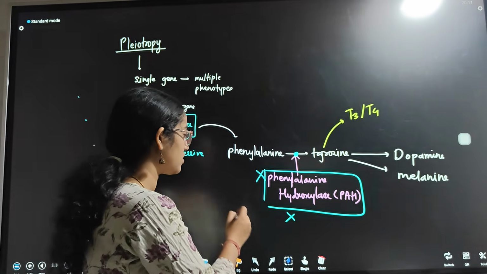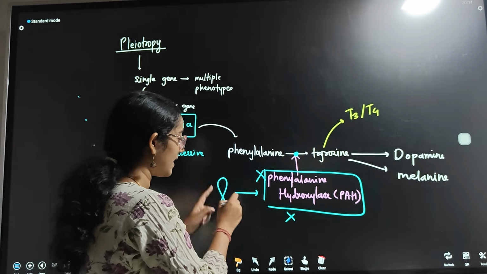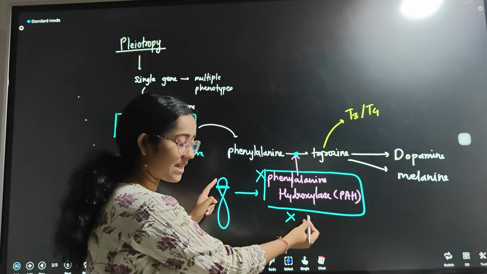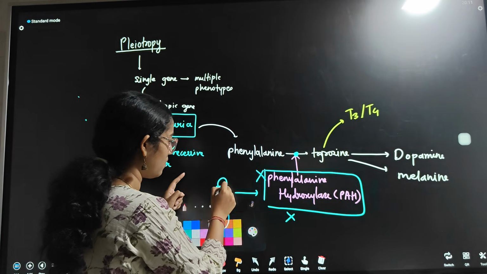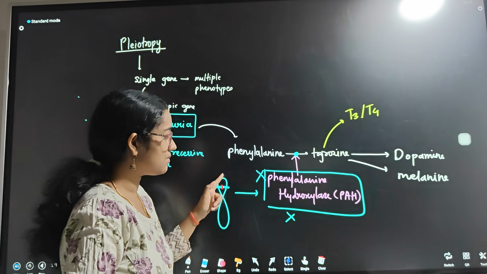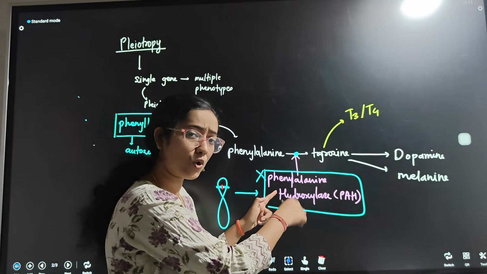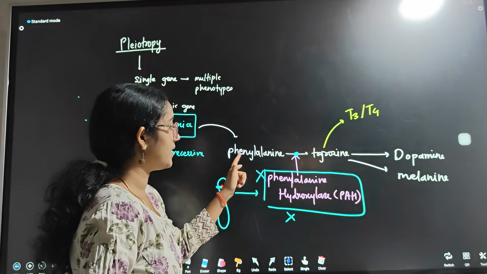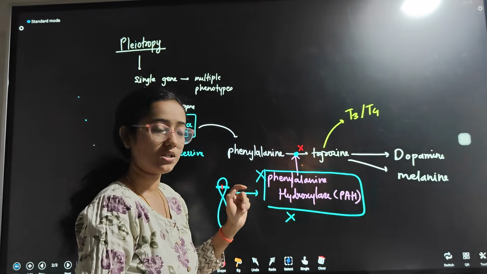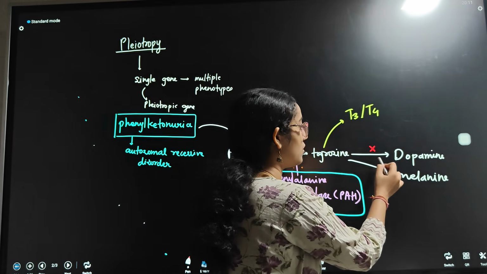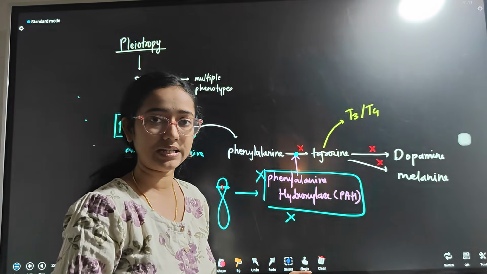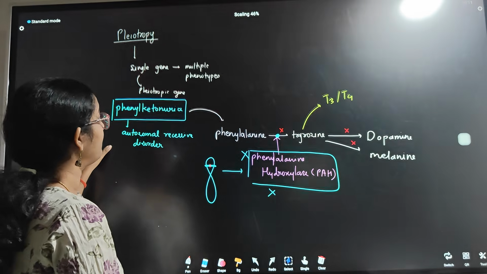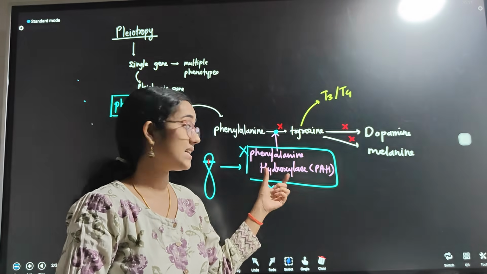Now why is it not produced? Because of a single gene mutation. We know that there is a gene for a protein. So if the gene for this enzyme is mutated, this mutation would lead to less production or no production of the enzyme. If this is not produced, this won't happen. So phenylalanine will not be converted to tyrosine. Tyrosine further will not form dopamine, and will not form melanin properly. So what is the combined result of this? Of course, there will be many phenotypic expressions because of this single change.